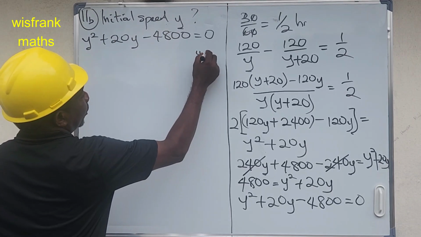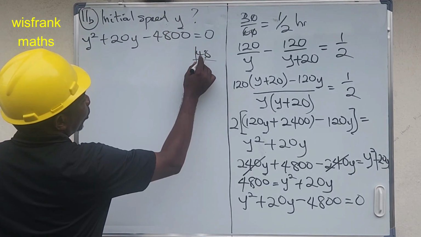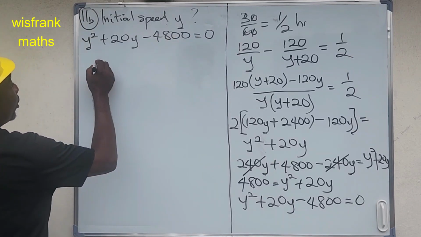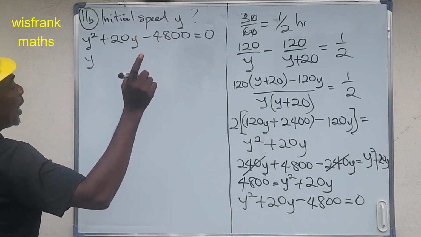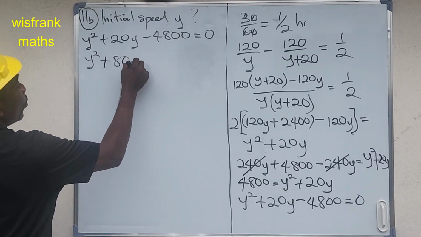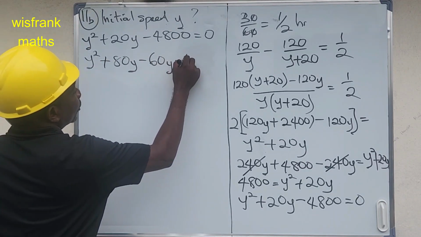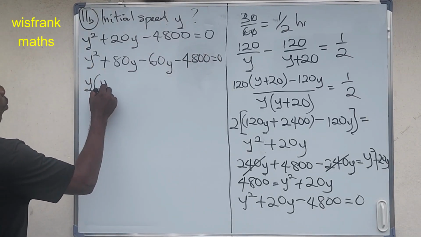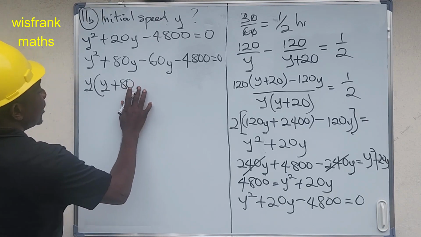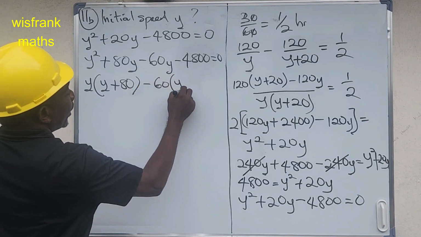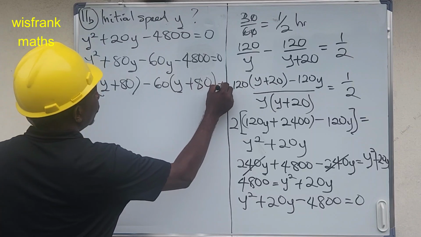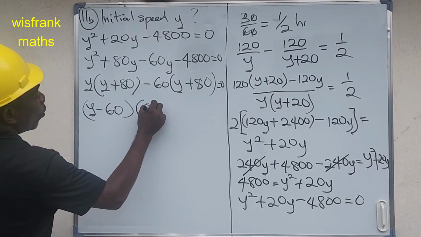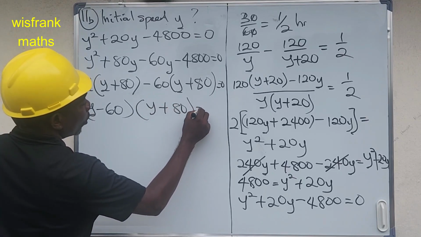So 4,800, let's say 48. When we have this, we are going to have 6 and 8 that will go here. So 4,800 we have 6 and 8, which is 60 and 80. y squared plus 80y minus 60y minus 4,800 equals 0. So we factor this out. We have y into y plus 80 minus 60 into y plus 80 equals 0. So we take 1 here and take this outside. We have y minus 60, y plus 80 equals 0.